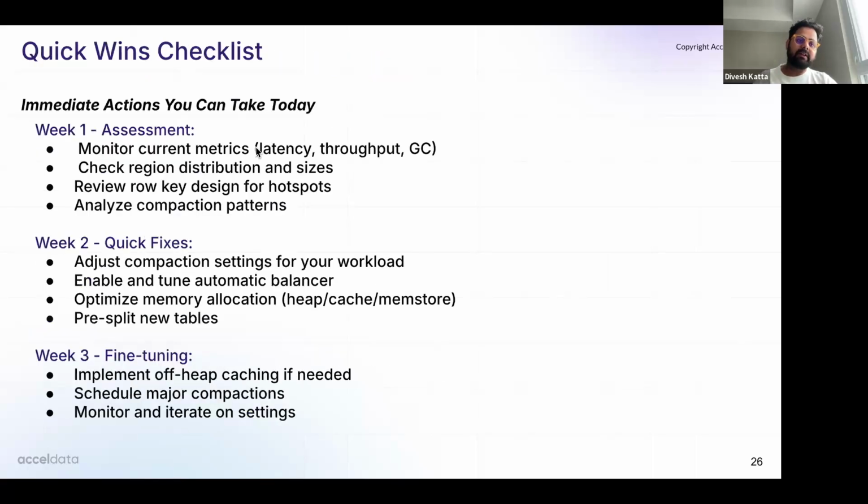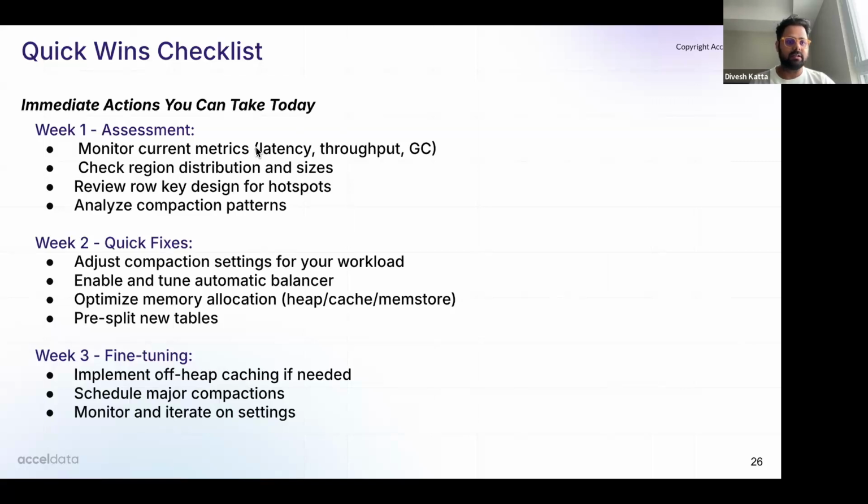Quick win checklist. This checklist is designed to help you implement these optimizations systematically rather than trying to change everything at once. In week one, it's all about understanding your current state. You can't optimize what you don't measure. So, establish baseline metrics first.